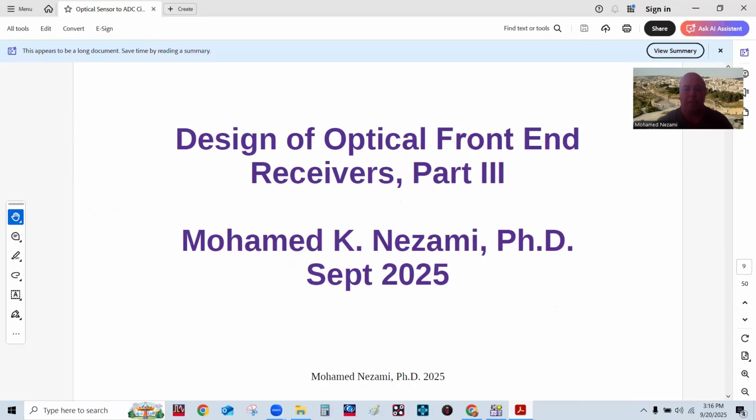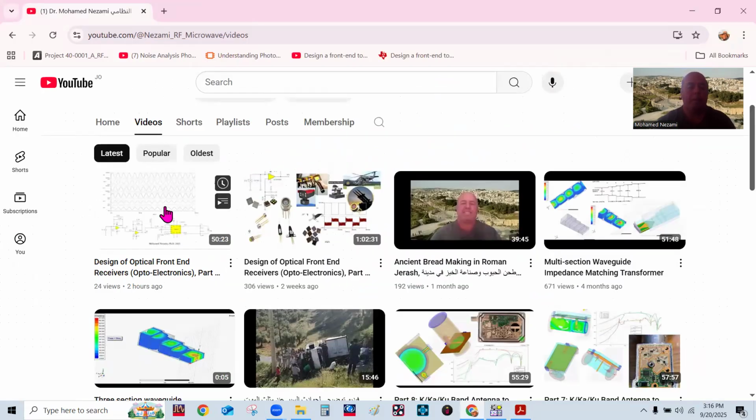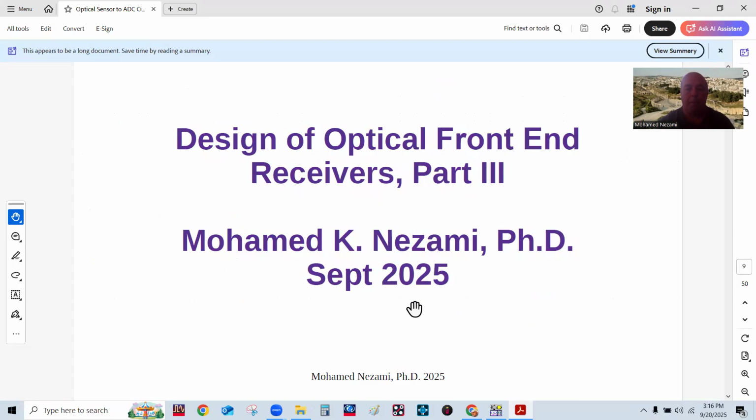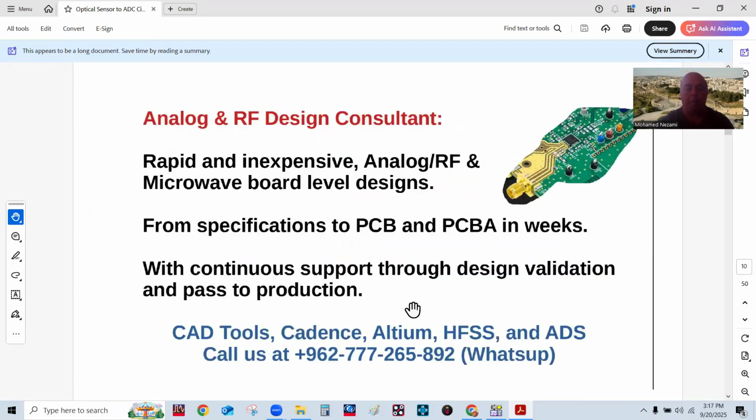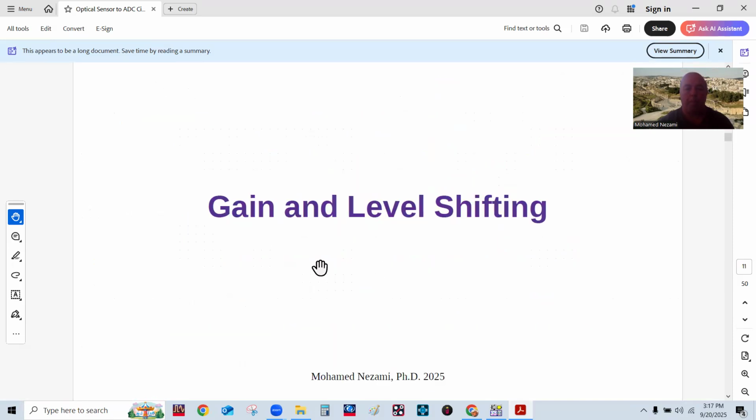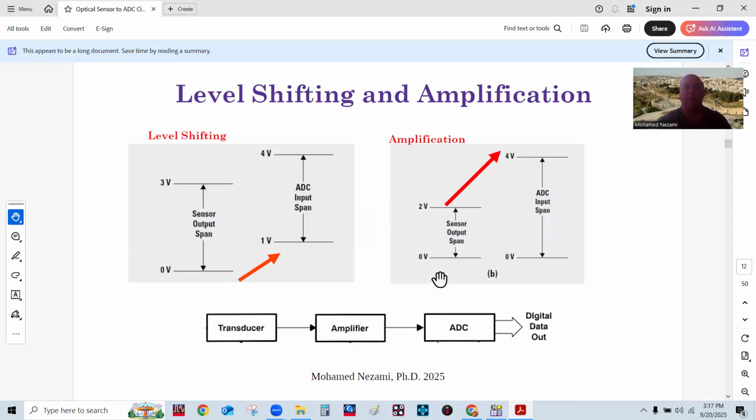Okay, so last time, if you recall, the recording stopped, and so I had to split this into another session. But basically, this is the first part and the second part of this series. And last time we were talking about the gain and level shifting, okay? And that's basically, we talked about how to take the optical sensor current, microamps, and convert it into voltage that is within the least significant bit to full scale capture range of the ADC, okay?